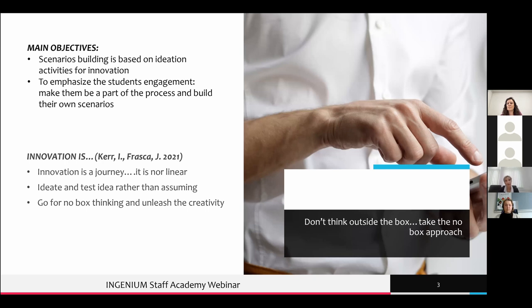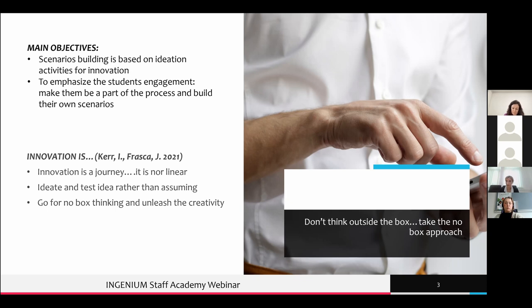So my main objective when I proposed those activities was to increase students' engagement, which is really hard sometimes, and to bring this scenario building methodology, as it's also used by Harvard Business School, for instance, into our own classes. And I started with the challenge of innovation.